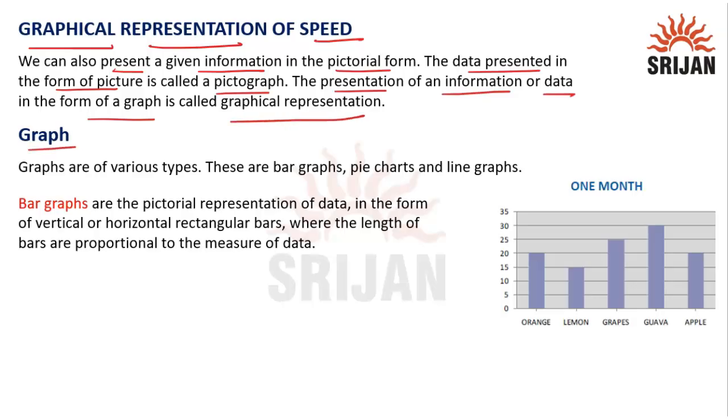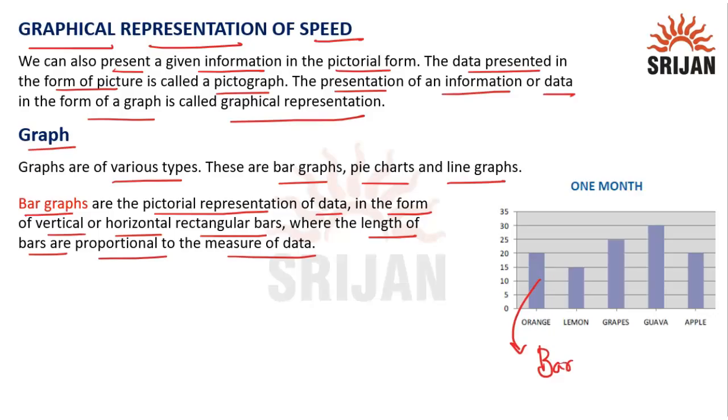Now, graphs are of various types. There are bar graphs, pie charts, and line graphs. Bar graphs are the pictorial representation of data in the form of vertical or horizontal rectangular bars, where the length of bars are proportional to the measure of data. So here, these are the bars, and this diagram is the bar chart.